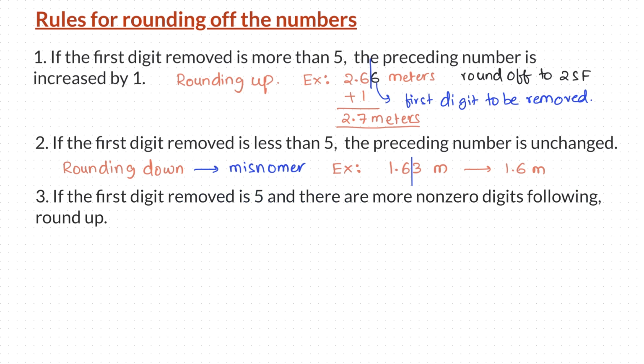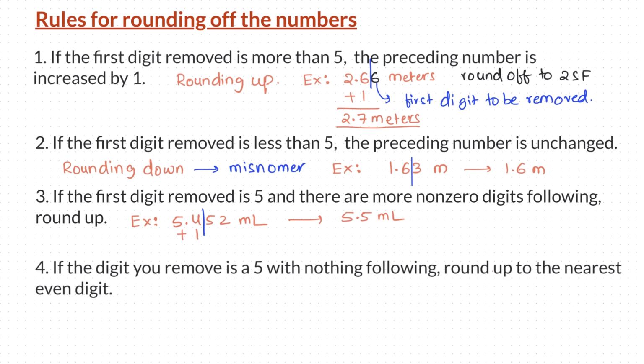Rule number 3. If the first digit removed is 5 and there are more non-zero digits after the 5, then we round up. For example, we have a measurement 5.452 milliliters and we need to round this measurement to 2 significant figures. The first digit we are removing is 5 and there are more non-zero digits after the 5. Therefore, we round up. The measurement now becomes 5.5 milliliters.